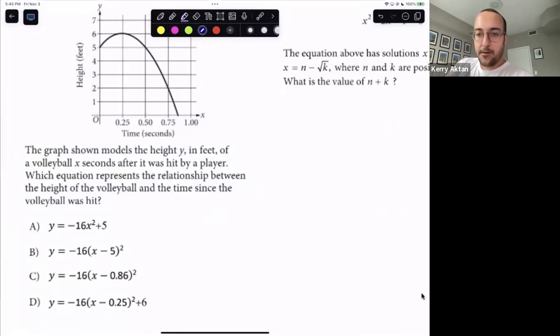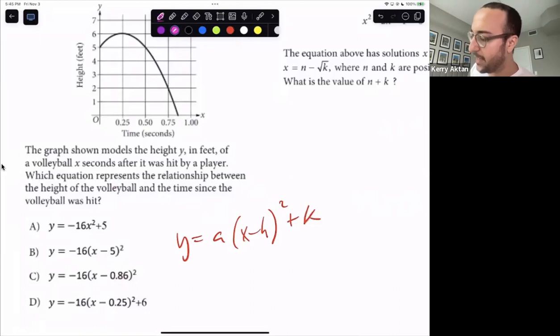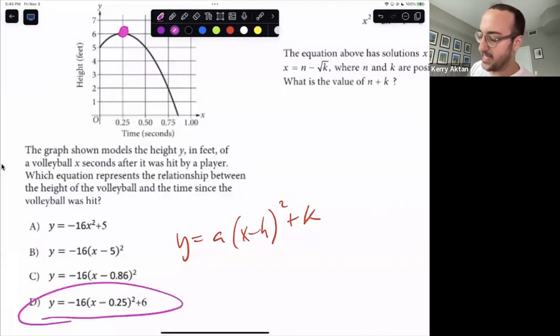Justin, what did we get here? Yeah, it's D. Remember, this is vertex form. Y equals A(x minus h) squared plus k. Vertex form is useful because it gives you the maximum or the minimum, the vertex. It's D. It's been shifted 0.25 to the right and up 6.